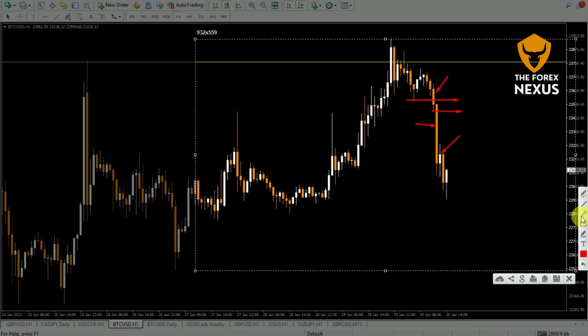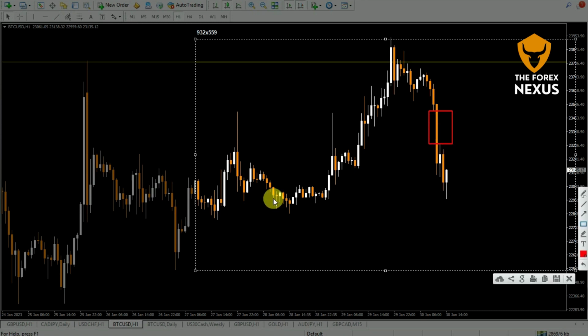So here we will put our line here, and we will get a clear gap which the market must fill. On a clear chart, this is the gap the market needs to fill.